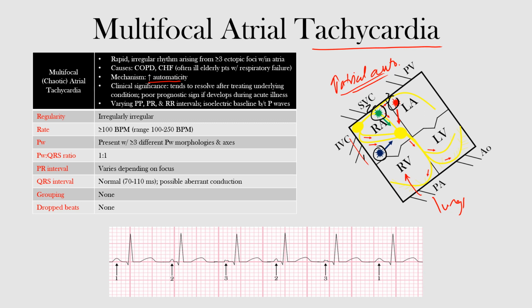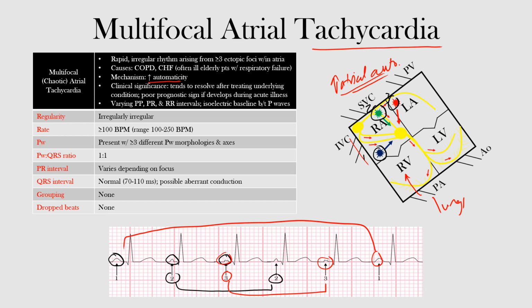And if you look here, here's one P-wave morphology, here's a second one, and a third one. This number 2 is the same as this number 2, and you can see this 3 here is the same as this P wave there, and this first one is the same as the last one. So there are at least 3 different P-wave morphologies going on because we have 3 different ectopic foci.